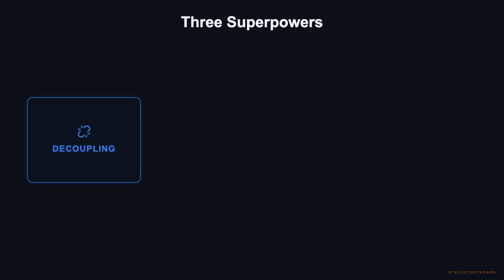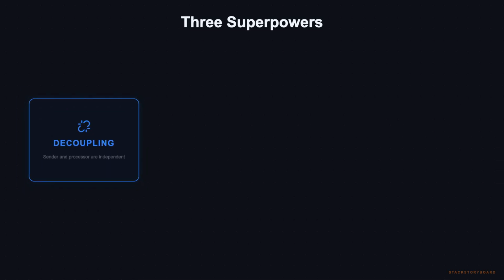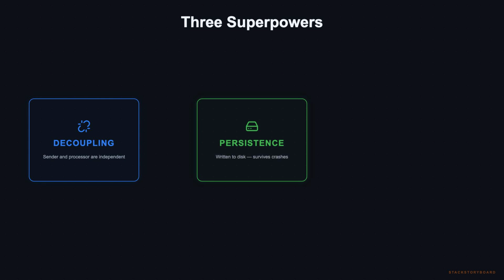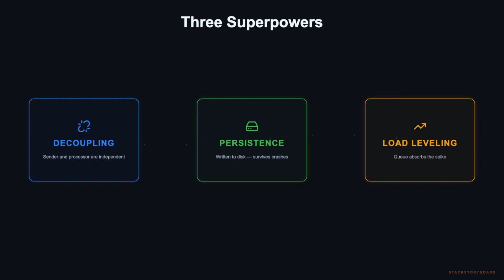Message queues give you 3 superpowers. First, decoupling. The part that receives orders doesn't have to be the part that processes them. They're separate. Second, persistence. If your server crashes, the queue remembers. It's written to disk. When it reboots, it picks up right where it left off. Third, load leveling. Traffic spikes don't kill you. The queue absorbs the spike.